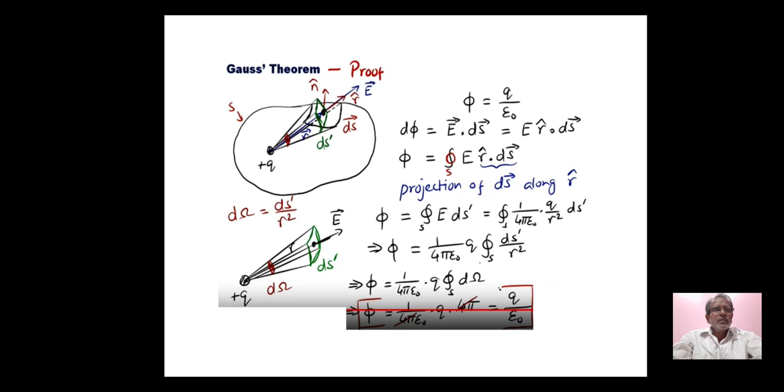and integral over ds prime by r square is equal to solid angle subtended by the surface element ds at the point charge q. Let's say it equal to d omega. Now, since total solid angle at a point is equal to 4 pi, we get, after putting the value of integral over d omega, phi equal to q upon epsilon naught, which is the Gauss's theorem.